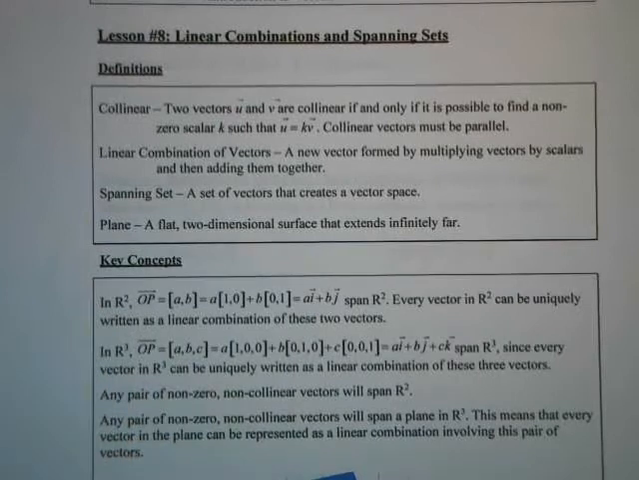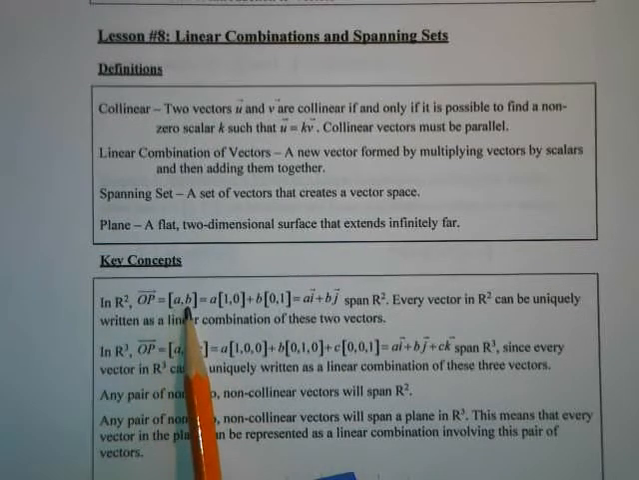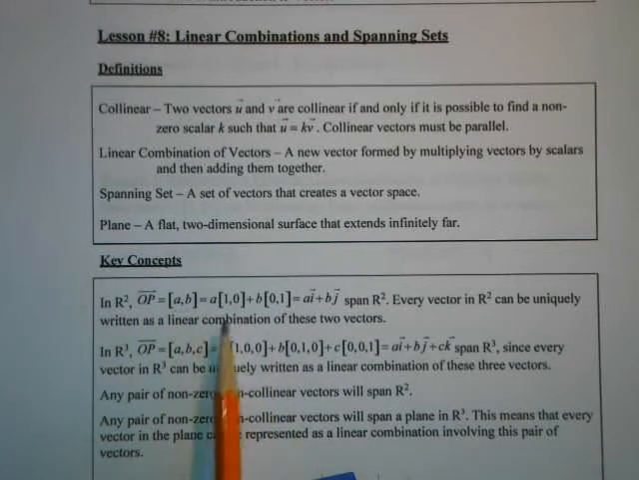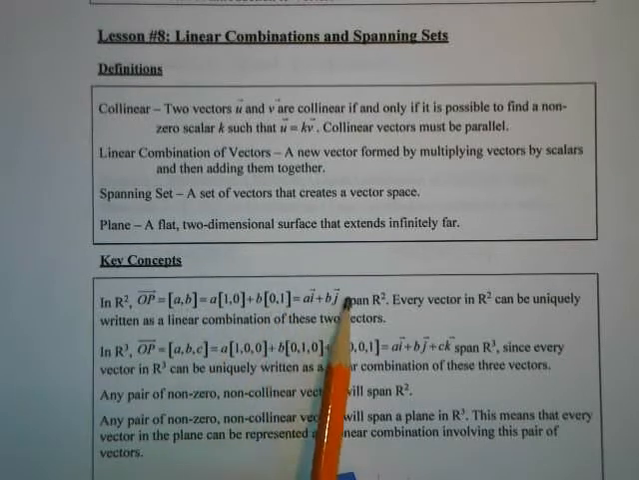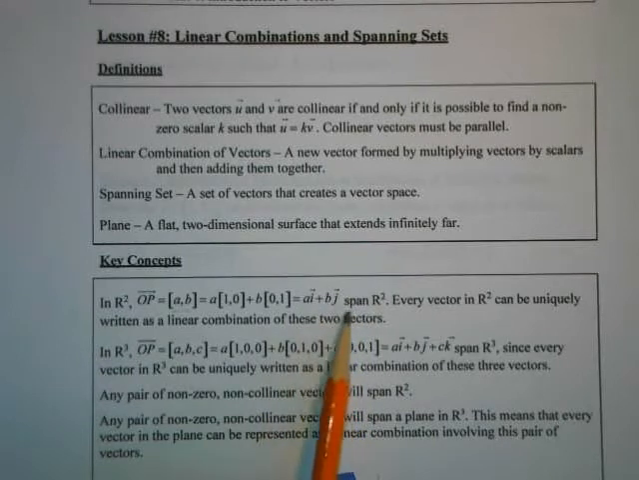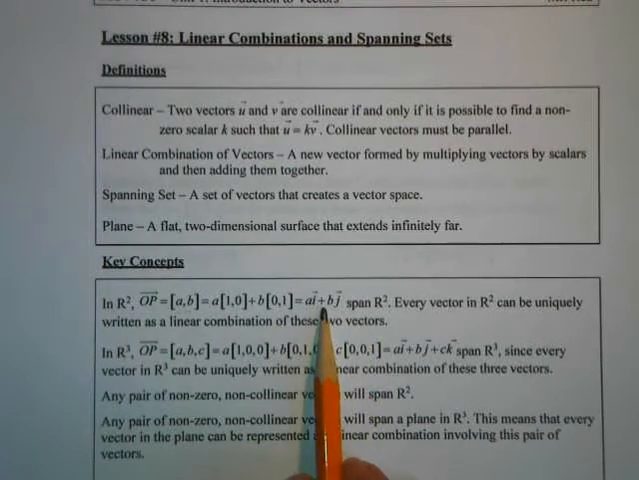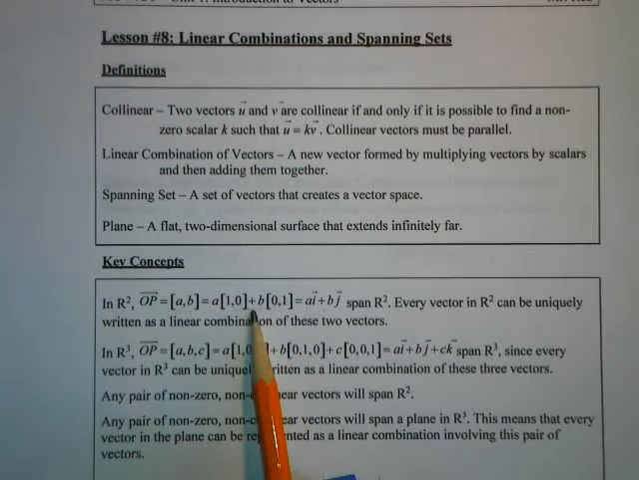Okay, so the key concept we're talking about is spanning. In R2, if you have a position vector OP that consists of components A, B, that means you can multiply the i hat vector by a scalar A and the j hat vector by a scalar B. You could create any vector you want in two space using a linear combination of those two vectors.